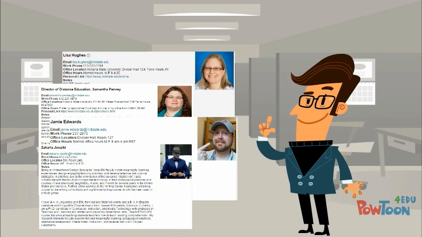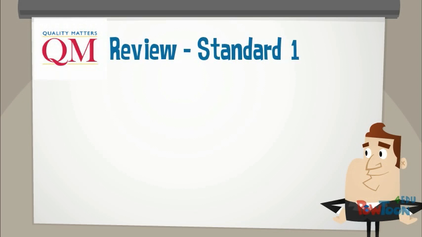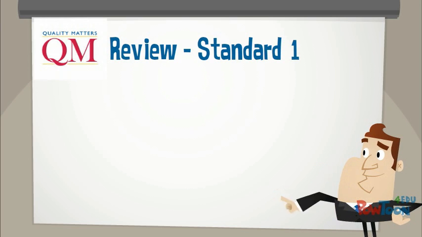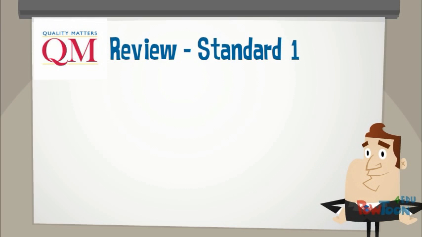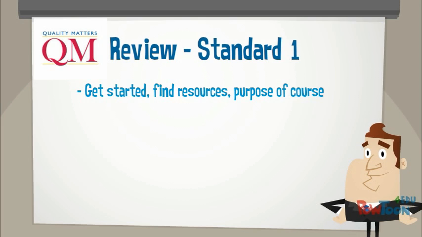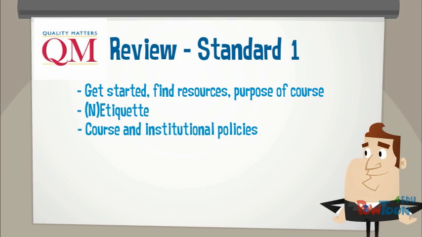Instructors may role model the activity by posting their own introduction for students to see before students are asked to complete the activity. And what are the key points in Standard 1? Let's review. Instructors clarify how to get started in the course, where to find resources, and what the purpose of the course is. Online etiquette expectations for communications need to be explained. Course and institutional policies are clearly stated or linked to the course.